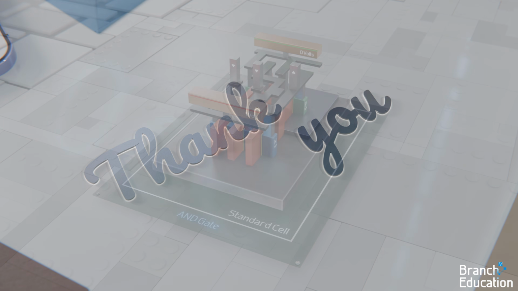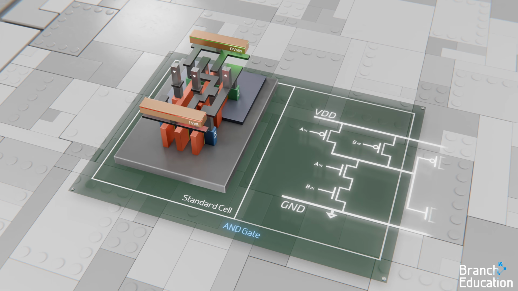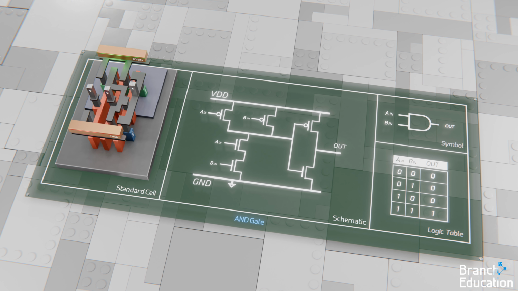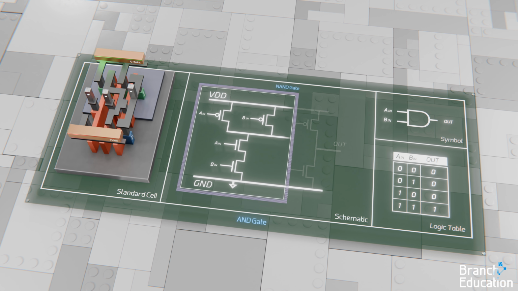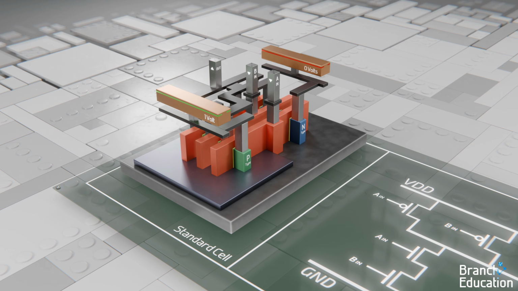Thank you. Let's next take a look at this AND gate. Here's the schematic, along with the logic table. Essentially, an AND gate is a combination of a NAND gate with an inverter tacked on. Let's take a look at the standard cell.